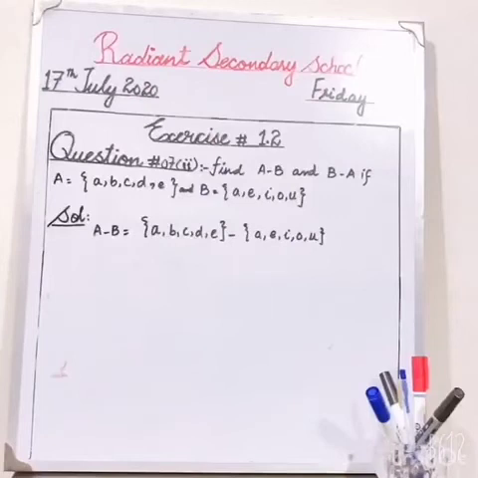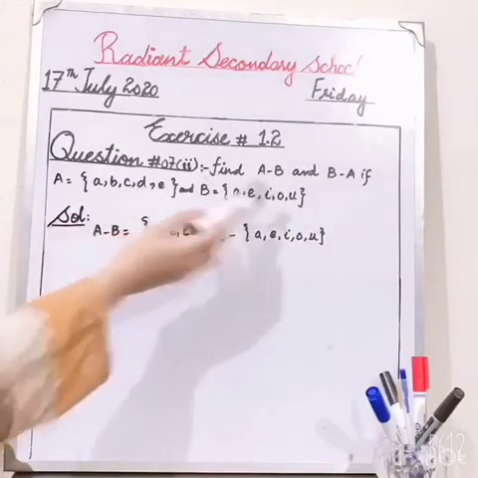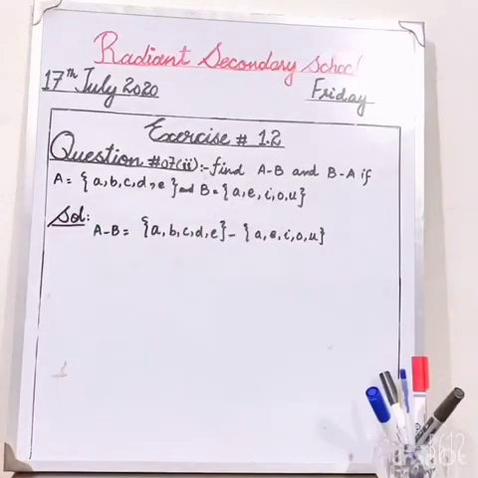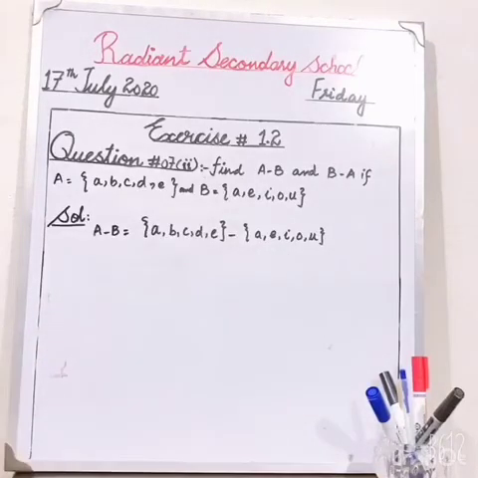Now students, we are going to discuss second part of question number 7. In second part, he is saying that find A minus B, B minus A if A is A, B, C, D, E and B is A, E, I, O, U. A, E, I, O, U is set of vowels. Now firstly we find A minus B. We write down set A, then put the minus sign and then write down set B.